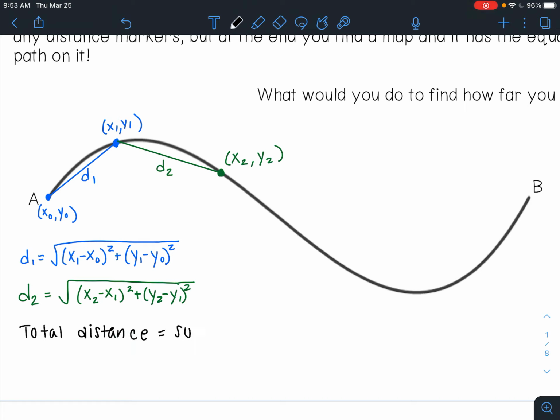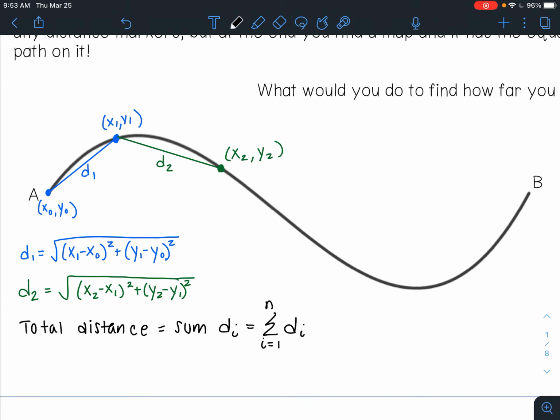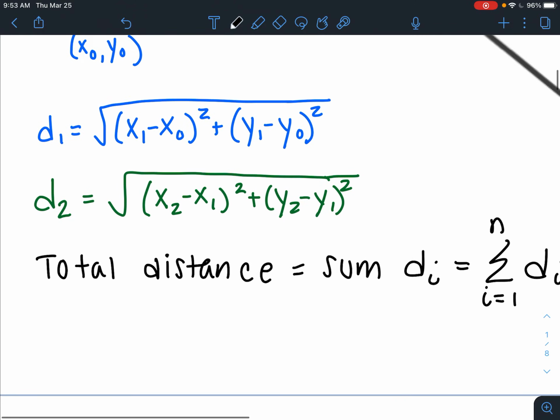Would equal the sum of the d_i's, meaning all of those little individual distances that we get. And we know that a sum in calculus class is represented by a sigma, and we'll let it go from i equals 1 to n, however many times we go. So if we think about this, if you let the distances between our different points get smaller and smaller, we can really think about this as if we generalize.